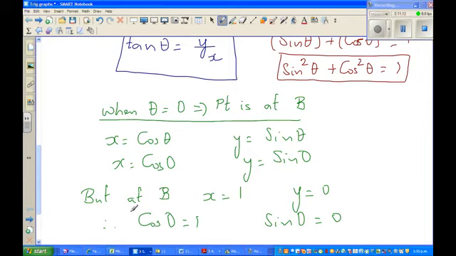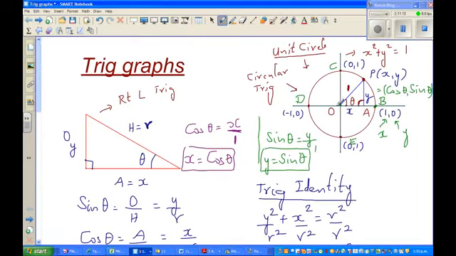So what does this mean? Cos 0 means when the particle, by convention, when you're talking about degrees, is always anti-clockwise from this point. So it's always anti-clockwise from B. This point is the starting point. So by convention, B is the starting point. So when theta is 0, the point is at B, and your x is 1 and your y is 0.